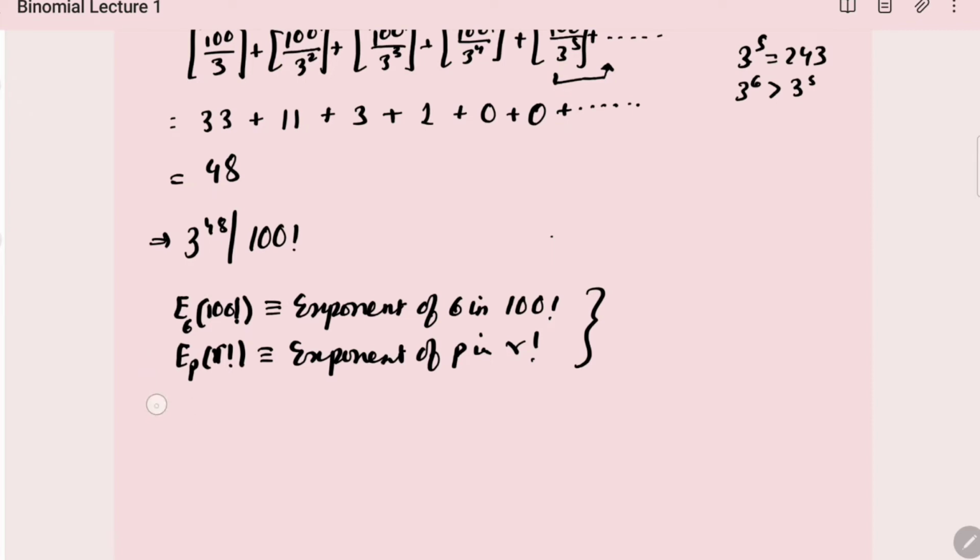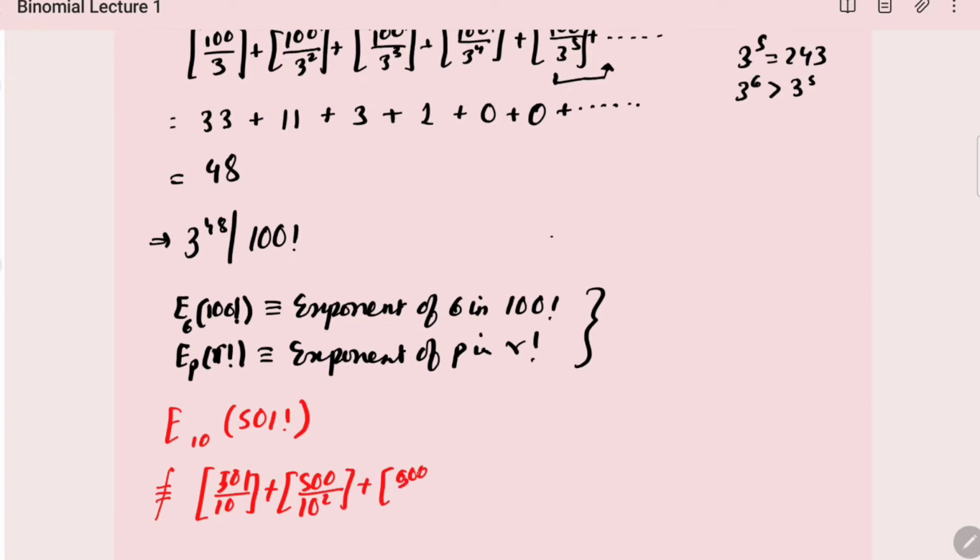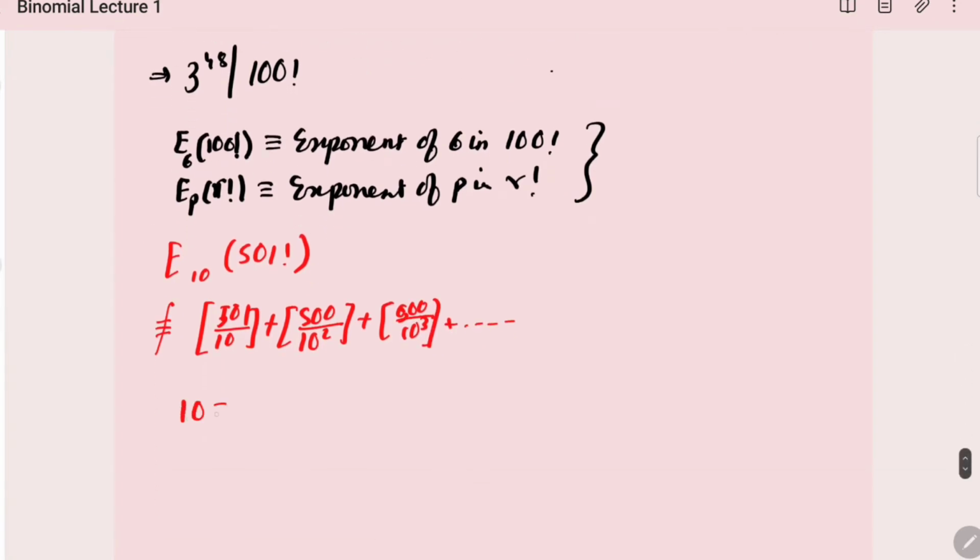Let us try to calculate a different problem. What is the power of 10 in, let's say, 54 factorial? No, let's not take 54 factorial, it will be over too soon. So let's take 501 factorial. This is basically not equal to 10 squared, 500 by 10 cube, and so on. So 10 is 2 into 5.